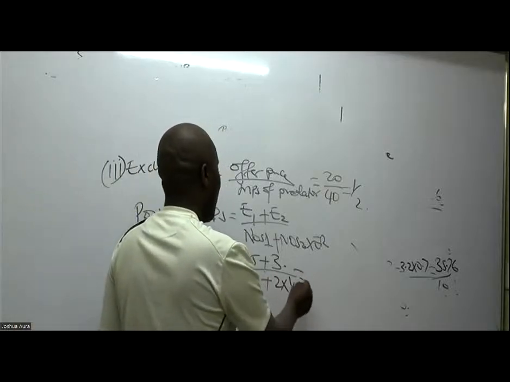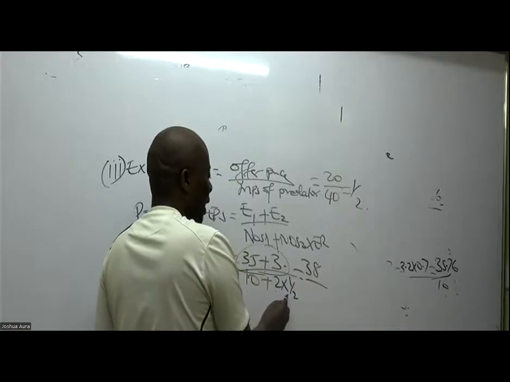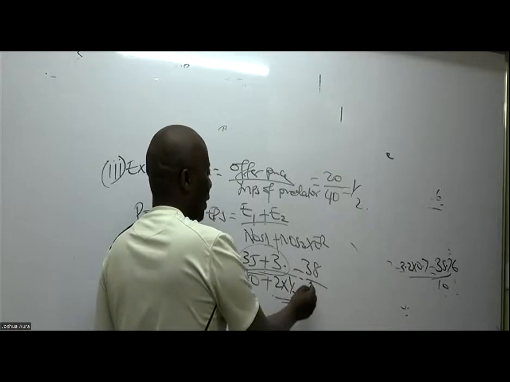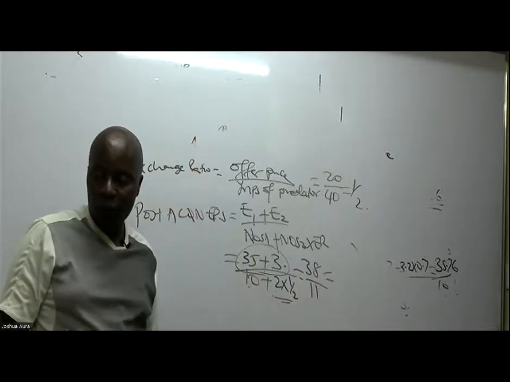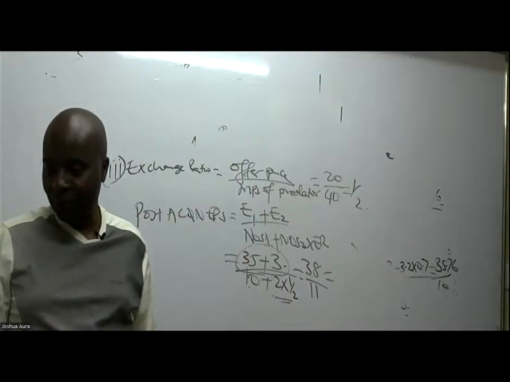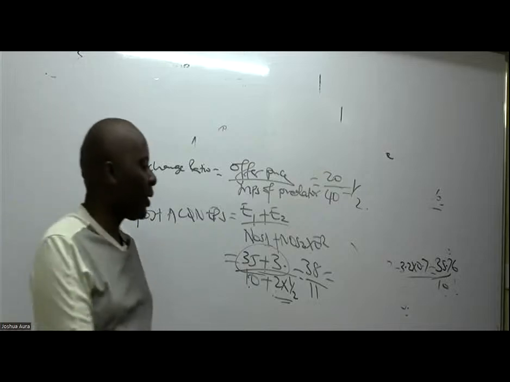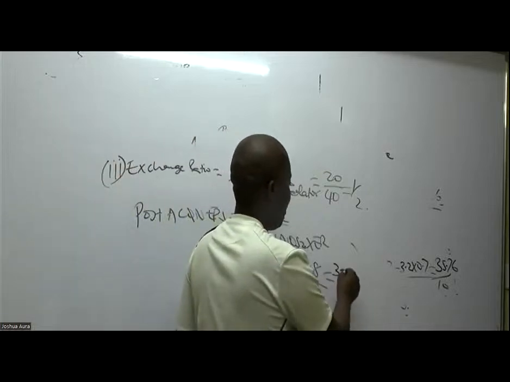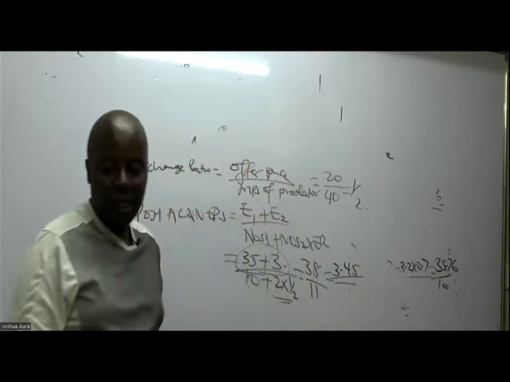So again, you have to be careful. Numerator is 38. Denominator, this is 2 times a half, which is 1. 10 plus 1 is 11. So 38 divided by 11 will end up giving me what figure? It will end up giving me 3.45.